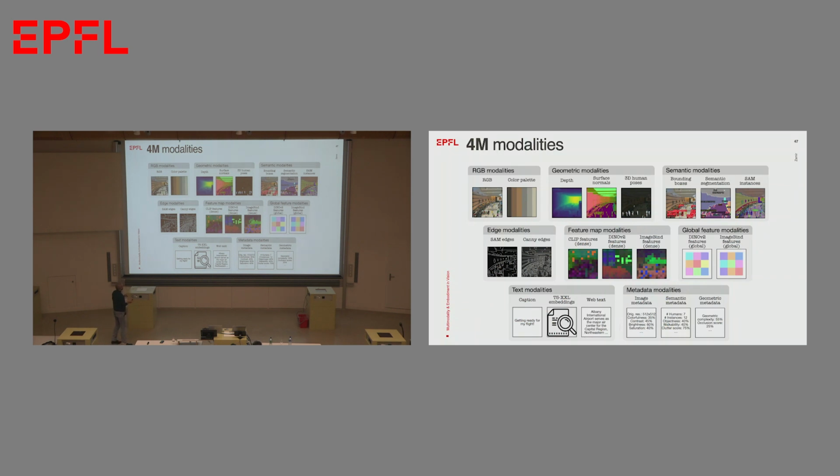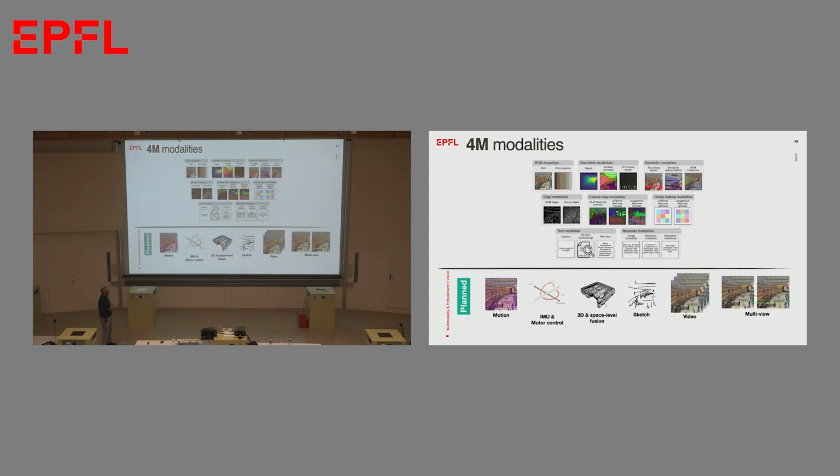So these are the current modalities in 4M. There's text, there's edges, RGB, a bunch of neural network feature maps, metadata, and so on. And we're hoping to add more embodiment-oriented modalities like motion or motor control and so on.